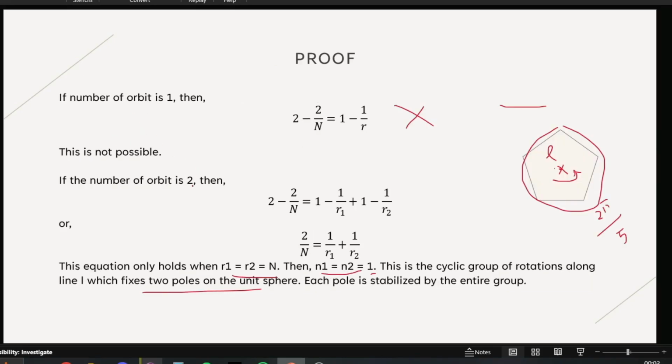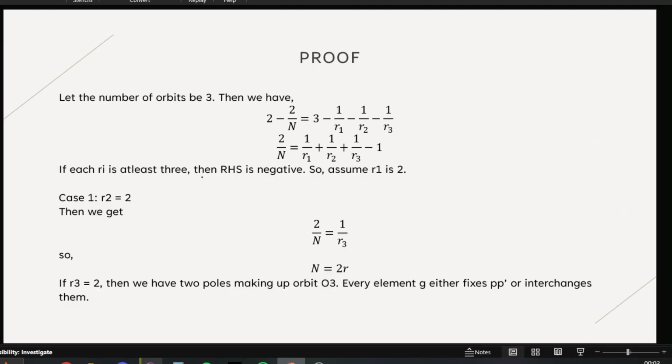So next, we have verified cases 1 and 2. 1 is not possible when the number of orbits is 2. We have the cyclic group, and if we have number of orbits 3, this is the main relation which we simplify to this. So each Ri, again we have to apply constraints here. If each Ri is at least 3, so this is 1 by 3, 1 by 3, 1 by 3, then that is 0. If it is greater than 3, then this entire term will be negative.